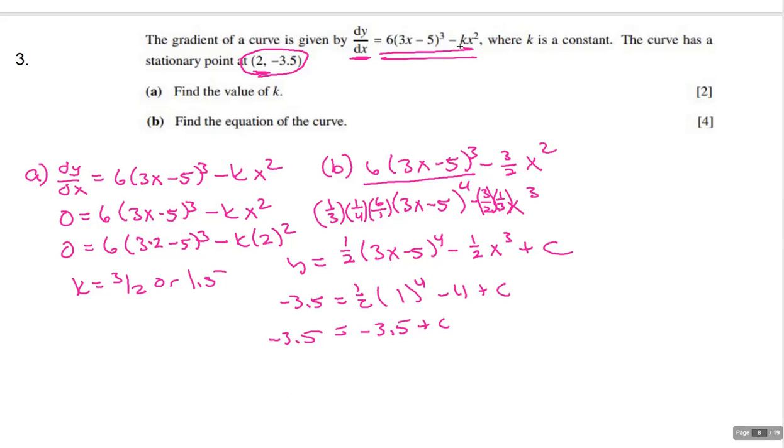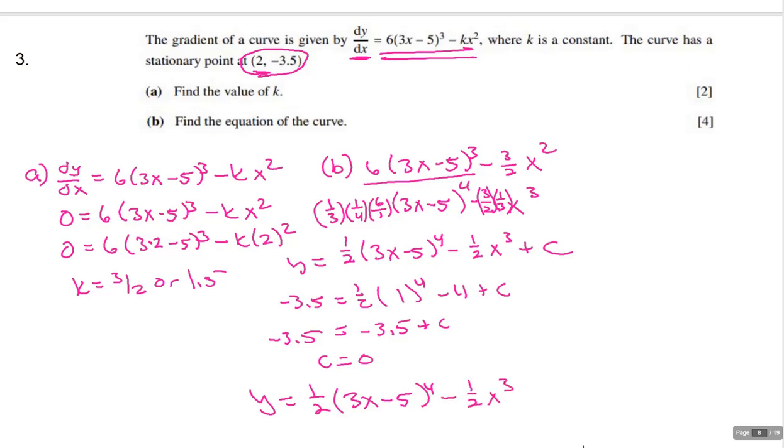And so then when I add 3.5 on both sides, I find out that c is equal to 0. And so this is going to be the answer. It doesn't have a constant. But you always got to check. Quite honestly, most of the time there will be one.